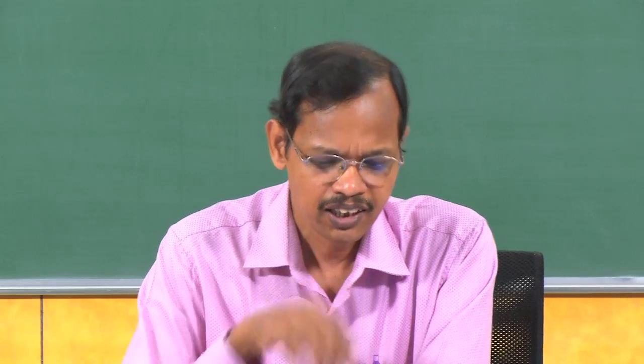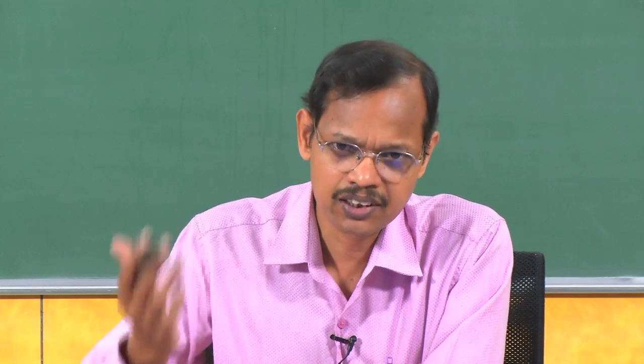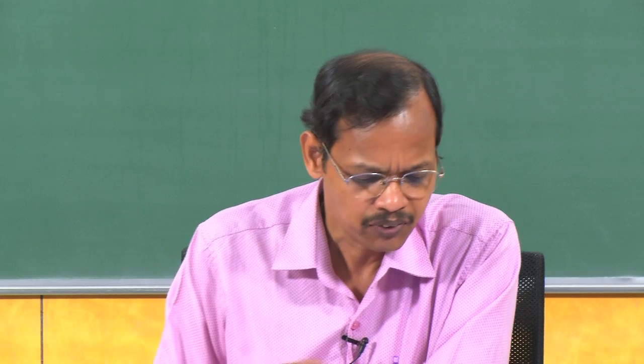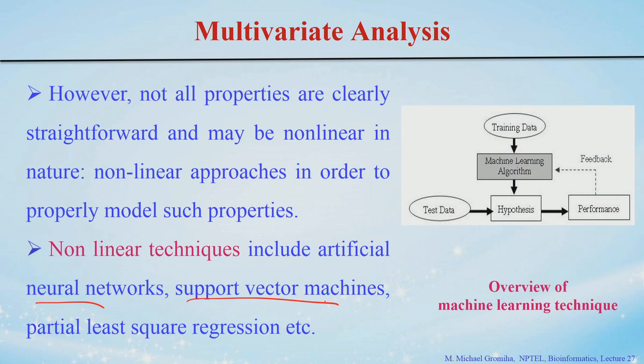Sometimes the properties are not straightforward, so you cannot fit them with linear regression. In this case we can use nonlinear techniques and different types of machine learning, which I will discuss later. For example, neural networks and support vector machines. We have the training data, put it into the machine learning technique, which tries to fit the data for all the features plus the activity, and then we evaluate the performance to see whether it is fine or not.